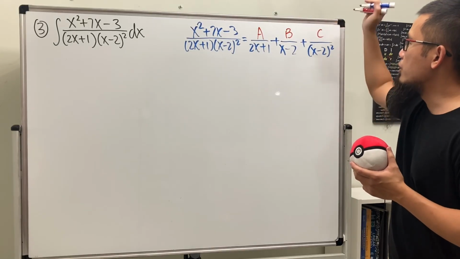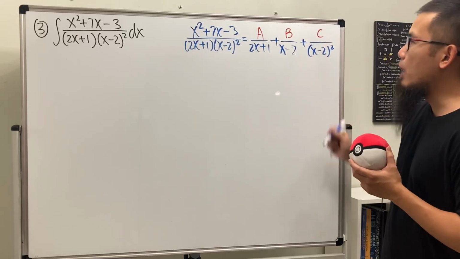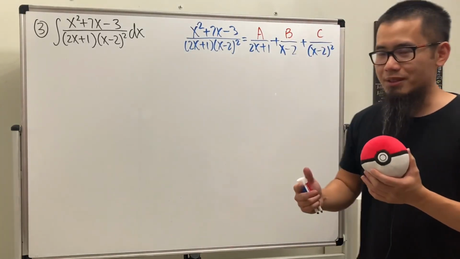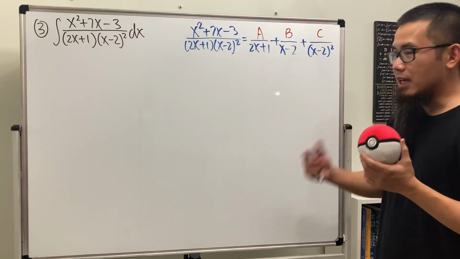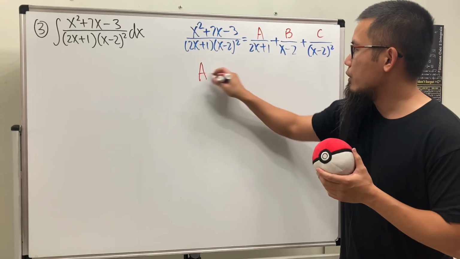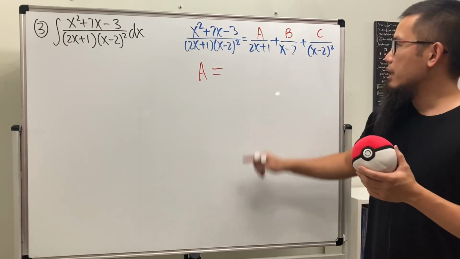On the top will still be a constant because we are building up the power. All right, again, good news. We can solve 2 letters by using the cover-up method. And that will be A and C.